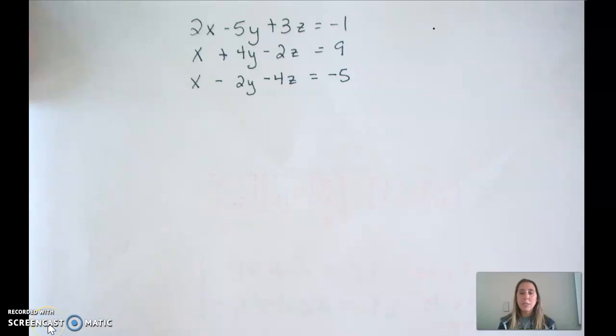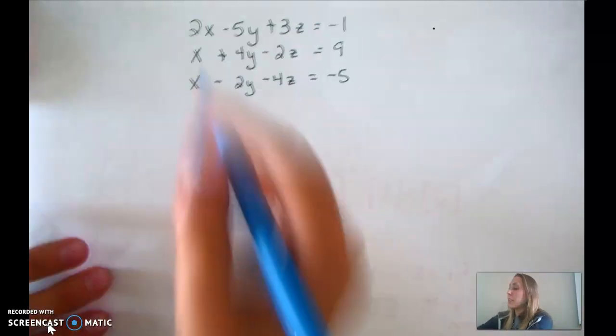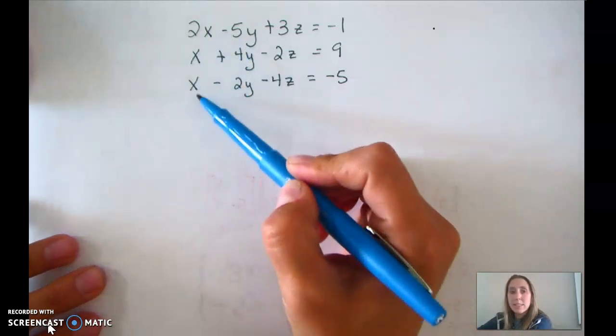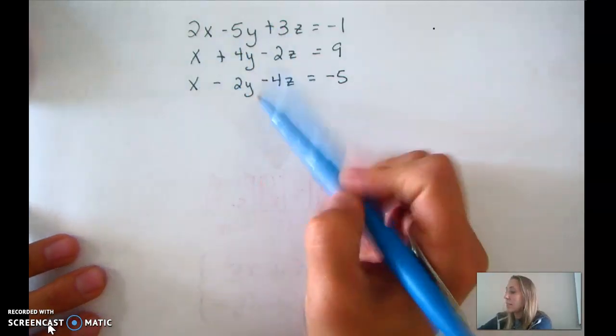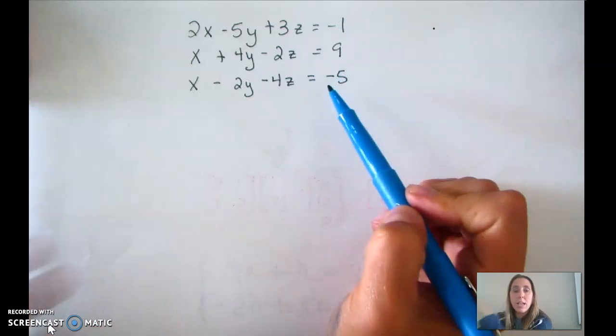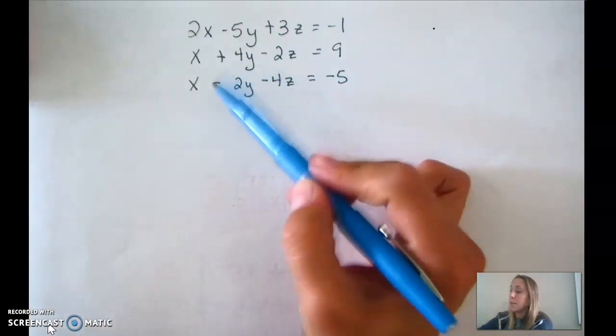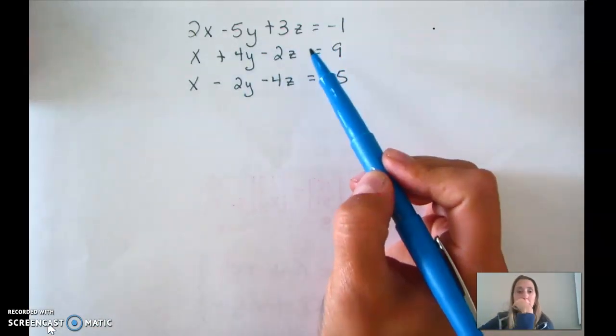Hello functions, I'm going to do one more example of a 3x3 solving with a calculator. So we're going to do that. The first thing I want to do is check to see if all my x's are in a row, all my y's, and all my z's, and my constants. And they are. And they're all in alphabetical order, so I don't have to worry about changing that.